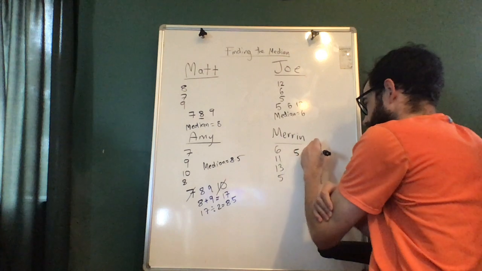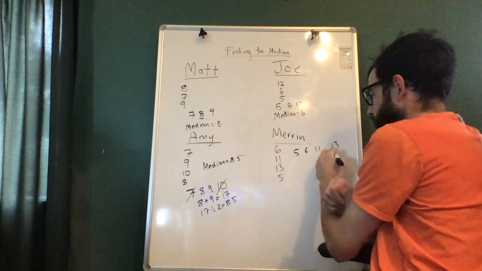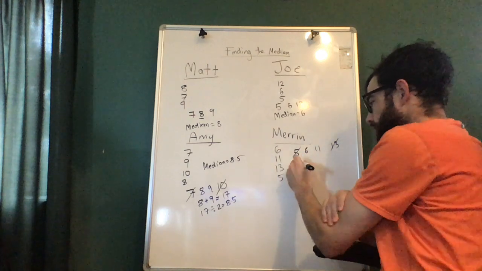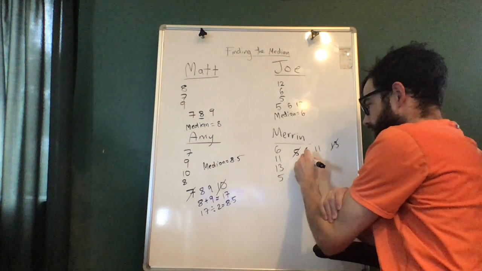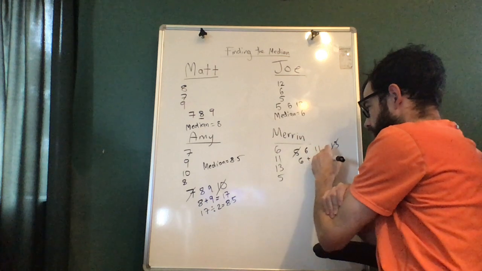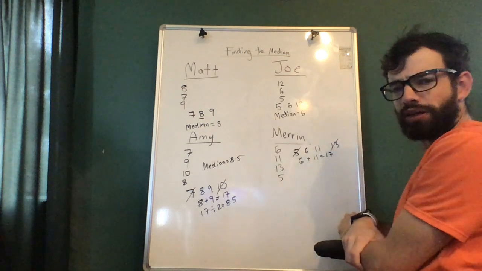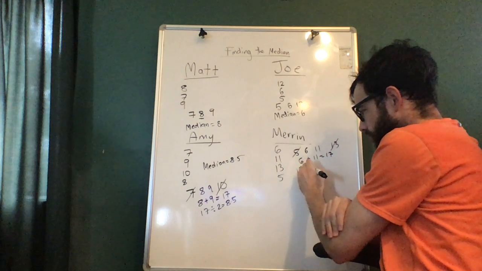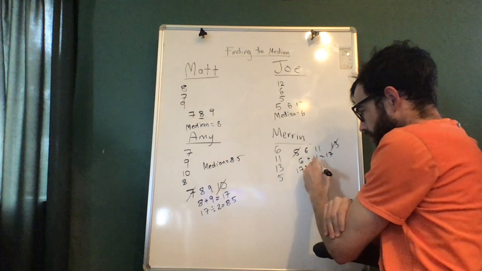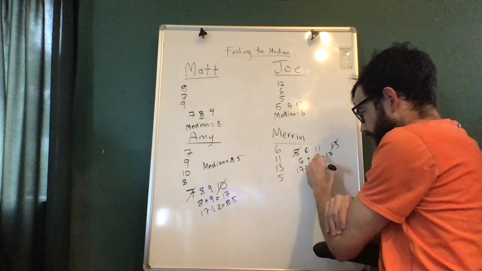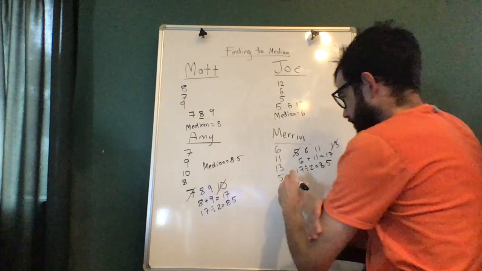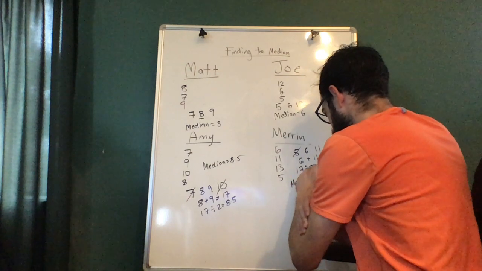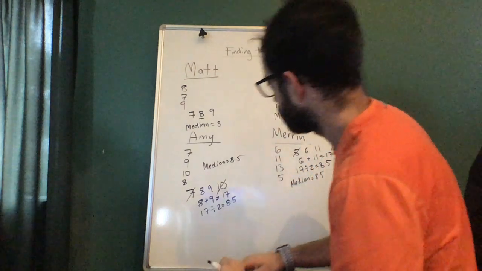Okay. And if we jump over to Mirren, let's put her numbers in order. 5, 6, 11, 13. So the middle numbers are going to be 6 and 11. Okay. So what we have to do is add them together. 6 plus 11, which equals 17. Oh, we already know that one. 17 divided by 2 equals 8.5. Okay, so Mirren's median is also 8.5.